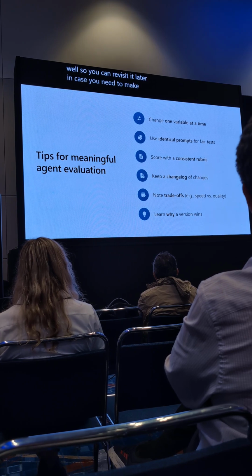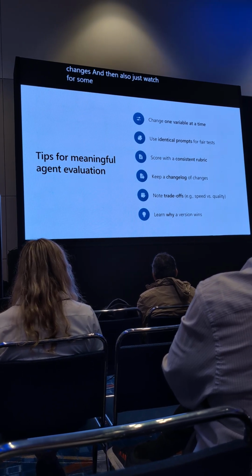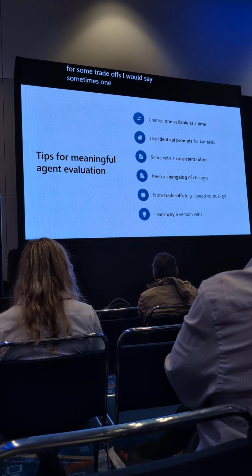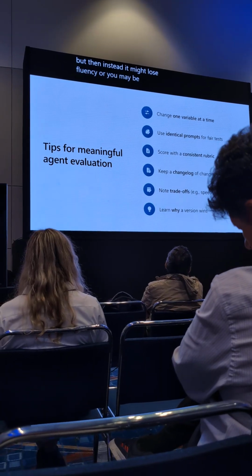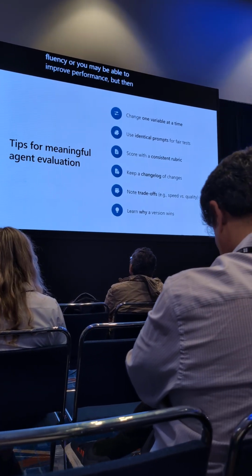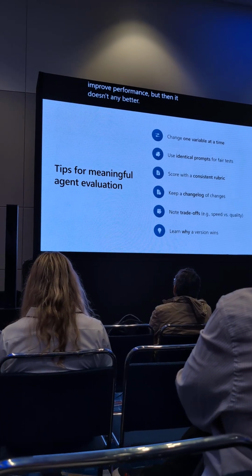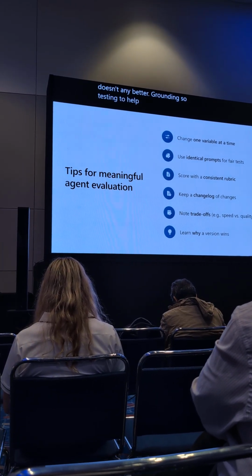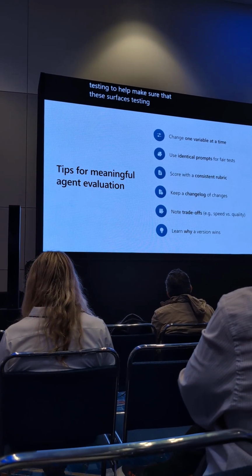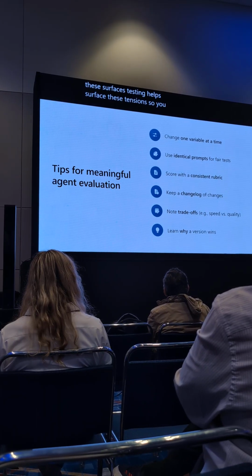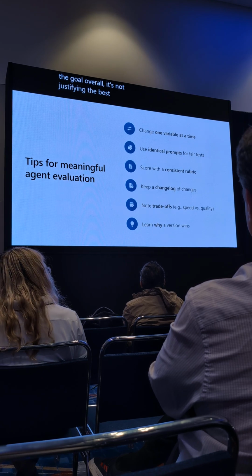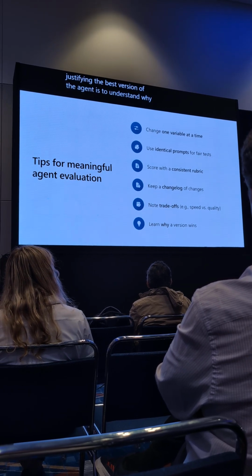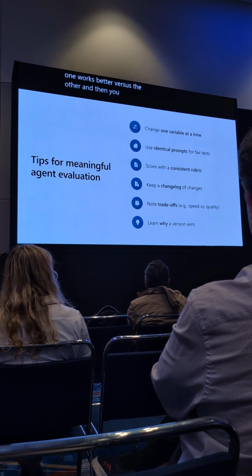And then also just watch for trade-offs. I would say sometimes one version may improve one area like relevance, but then it might lose fluency. Or you may be able to improve performance, but then it doesn't do any better with grounding. Testing helps surface these tensions so you can prioritize intentionally. So the goal overall is not just to find the best version of the agent, it's to understand why one works better versus the other, and then you can continue to make those iterations over time so you can get an even stronger agent.